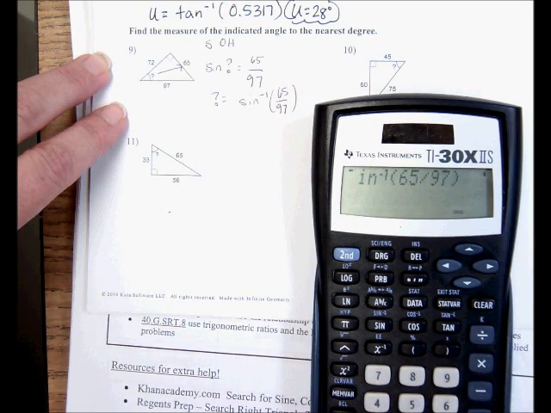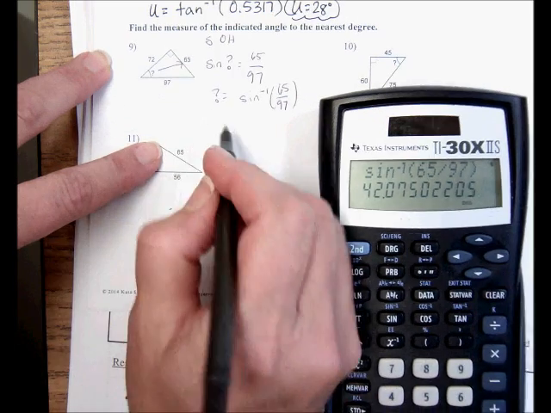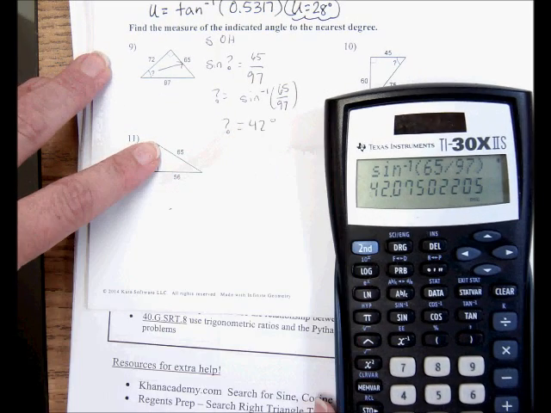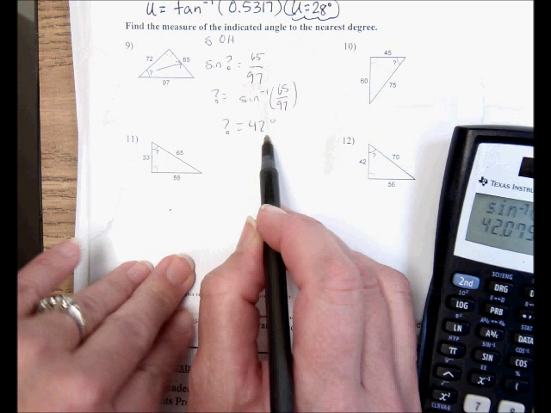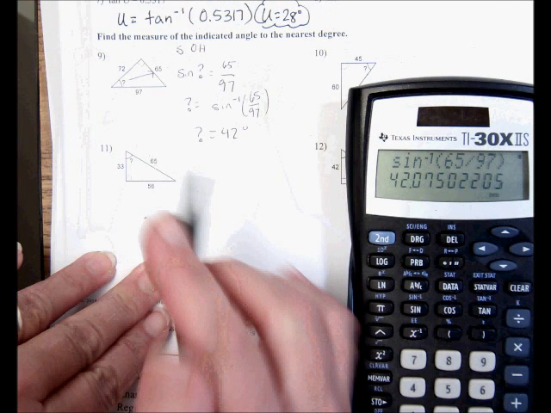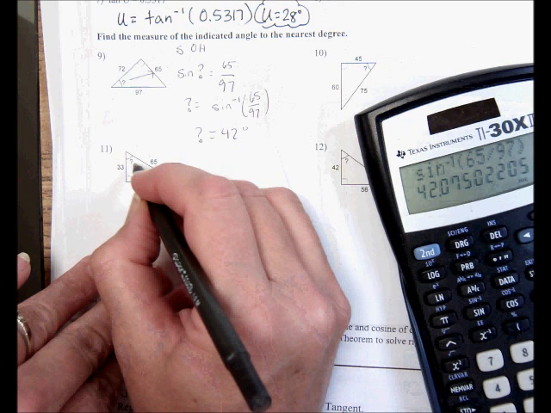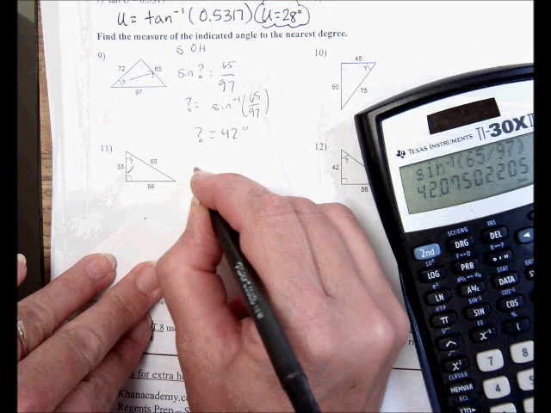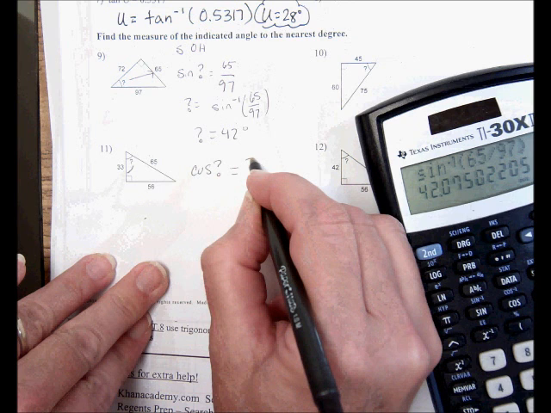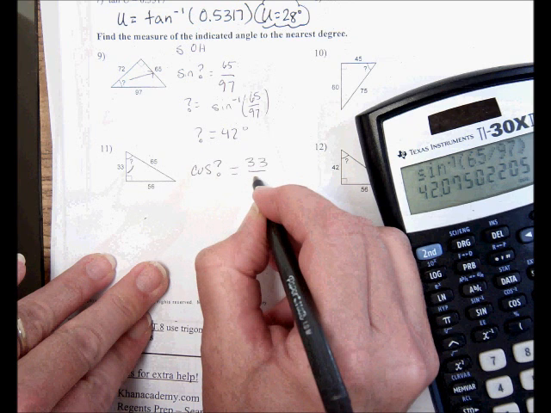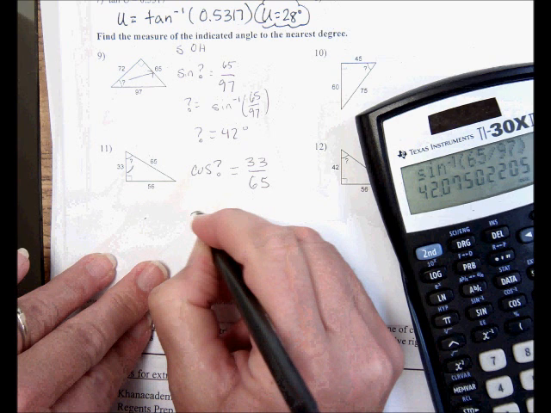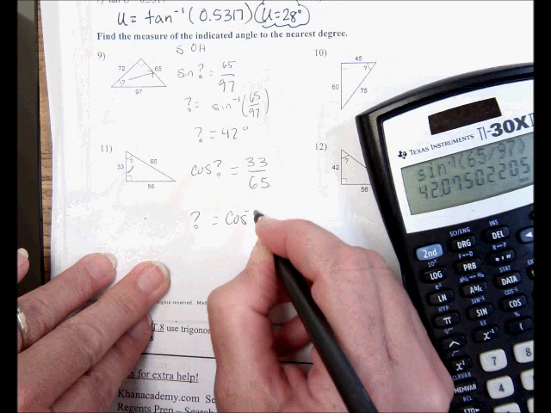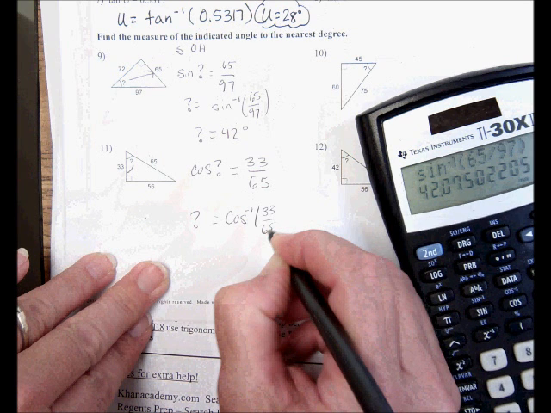I'm going to choose sine, which is opposite over hypotenuse. So the sine of some angle is equal to 65 over 97. To solve for this, I'm going to take the inverse sine, so the question mark equals the inverse sine of 65 over 97. I use my calculator and press second sine to get inverse sine, then plug in the fraction 65/97. Then I solve, and my angle ends up being 42 degrees, to the nearest degree.